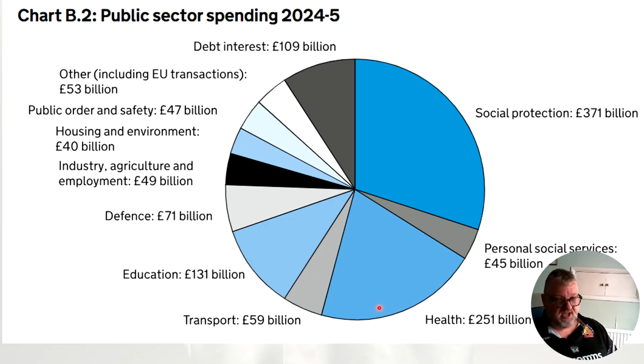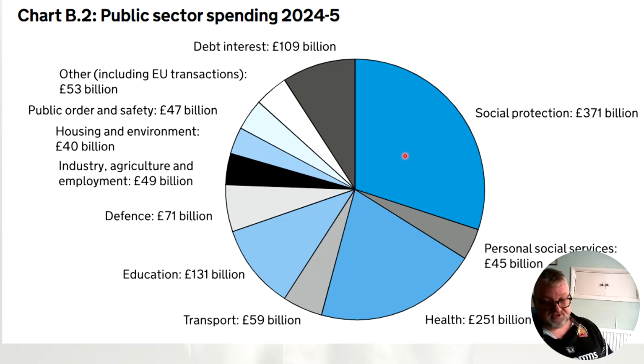So you can see the vast majority there. We had 131 billion spent on education, 71 billion on defence, transport, building roads and that sort of stuff, 59 billion. But the two big chunks are health, that's the NHS, 251 billion, and social protection. Now, you might think social protection has got something to do with criminology. It hasn't. This is pensions and looking after old people. So that's what we mean by social protection. It's by far the biggest chunk of all we spend.